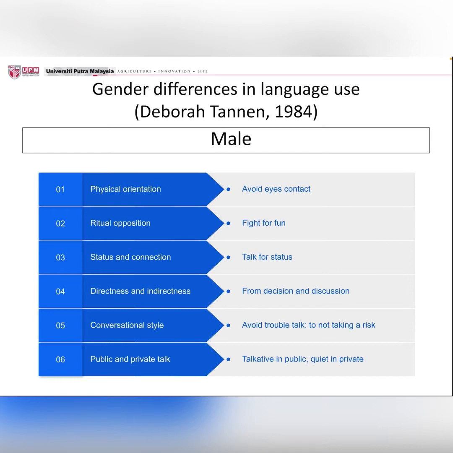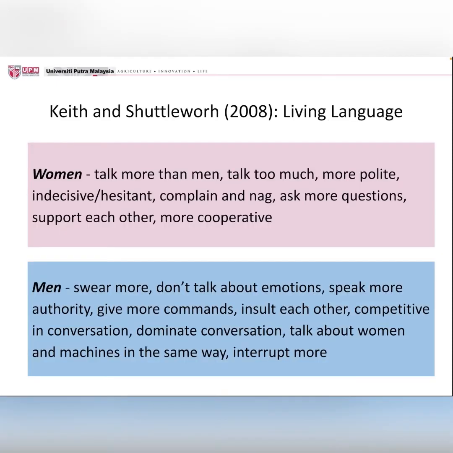We can see that sometimes males are more forward in terms of working, because the work is quite progressing. But females are also quiet in public, but they are talkative in private, especially in expressing their ideas or intentions towards something. So this is another linguistic difference according to Keith and Shuttleworth.